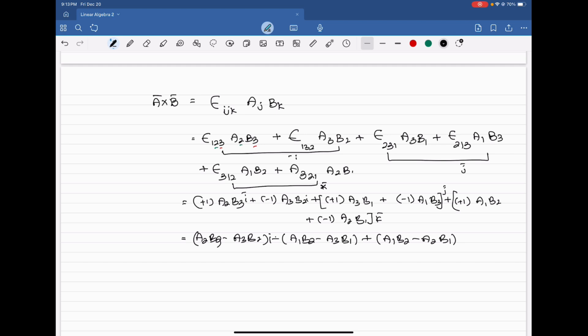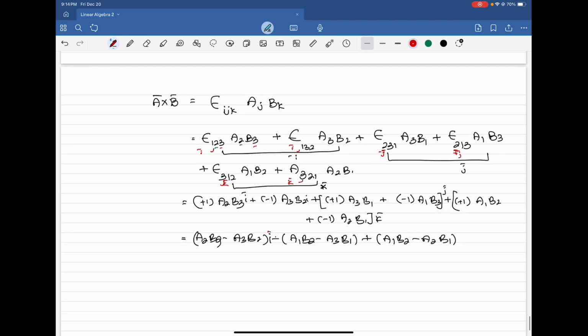Because 1, 2, 3, 1, 3, 2, this combination is multiplied by I. And 2, 3, 1, 2, 1, 3 multiplied by J. It starts with 2 because we have taken here 2 as the initial value. 2 represents J. Here initial value is 1. That represents I. Here initial value is 3. That represents K.